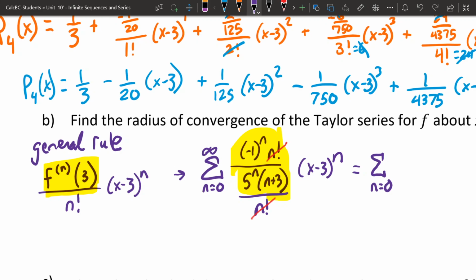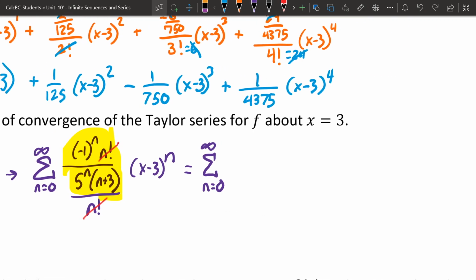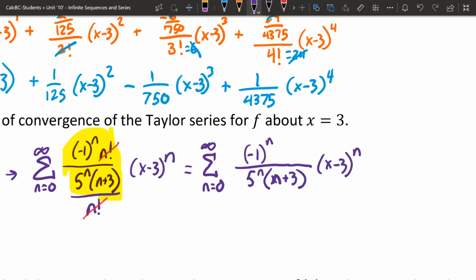So our sigma from 0 to infinity. It's got that alternator. It's got 5 to the n times n plus 3 in the denominator, times x minus 3 to the n power. Okay, so that would be our rule for our Taylor series there.